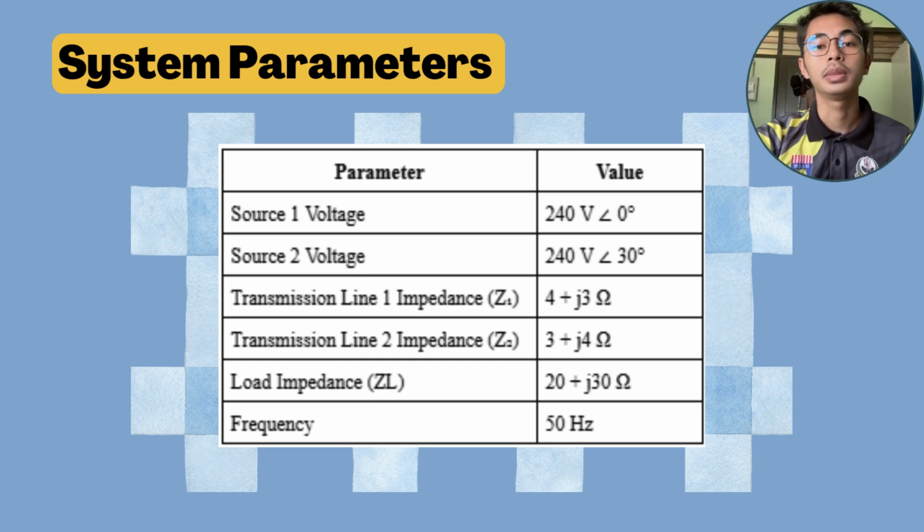Transmission line 1 has an impedance of 4 plus j3 ohms, while transmission line 2 has an impedance of 3 plus j4 ohms. The industrial load selection is option A, which represents a small motor load. The load impedance is 20 plus j30 ohms, indicating that the load is highly inductive. The system operates at a standard frequency of 50 Hz. To simplify the analysis, all resistance and reactance were converted into complex impedance form and then analyzed using Thevenin Theorem before being validated using Falstad Circuit Simulator.